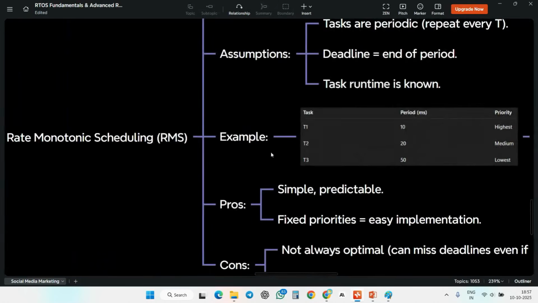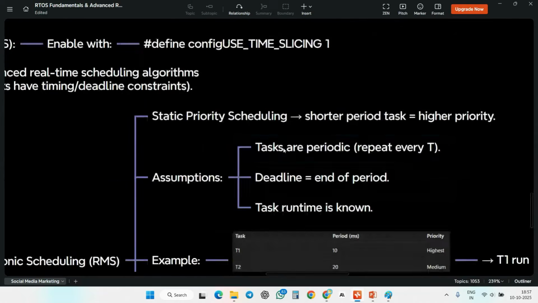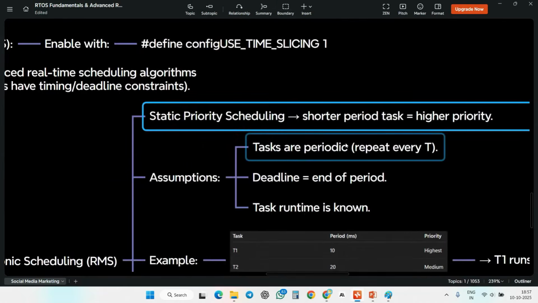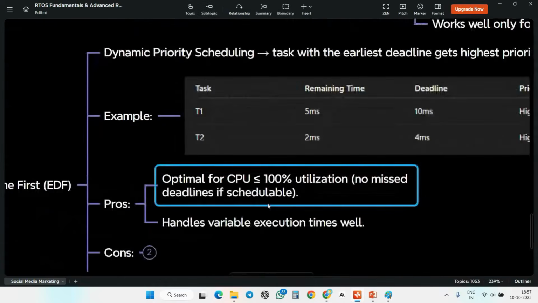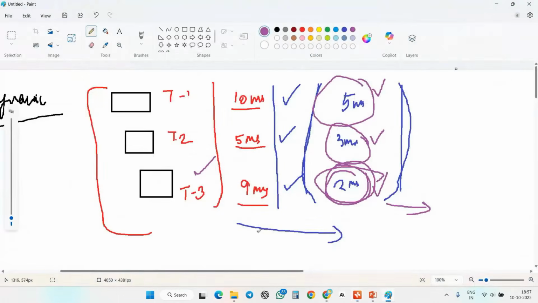So it's not like a fixed deadline. In a fixed deadline, you are already static, it is already fixed. You can't change it in the meantime. But here you can change it, because while the task is running, you can check the remaining time, and based on the remaining time, you can decide which has a higher priority.